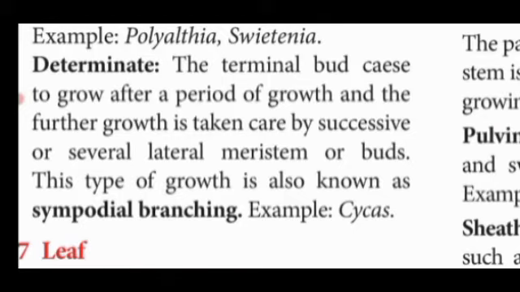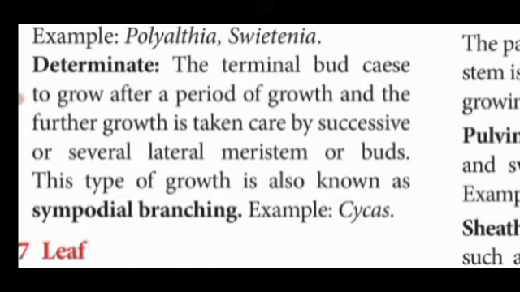Determinate: the terminal bud ceases to grow after a period of growth and further growth is taken care of by successive or several lateral meristems or buds. This type of growth is known as sympodial branching. Example, cycas.